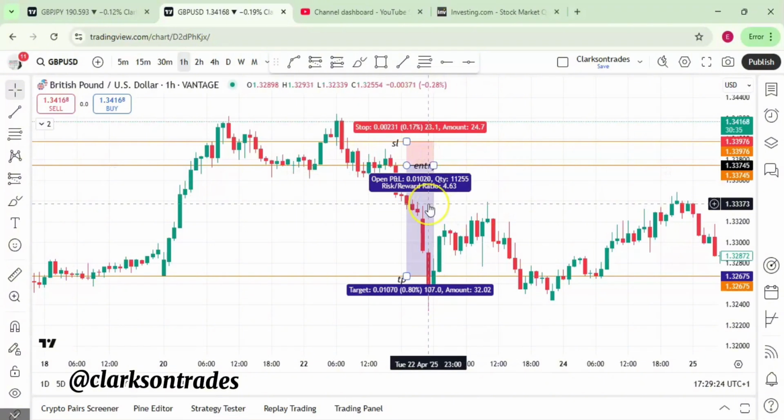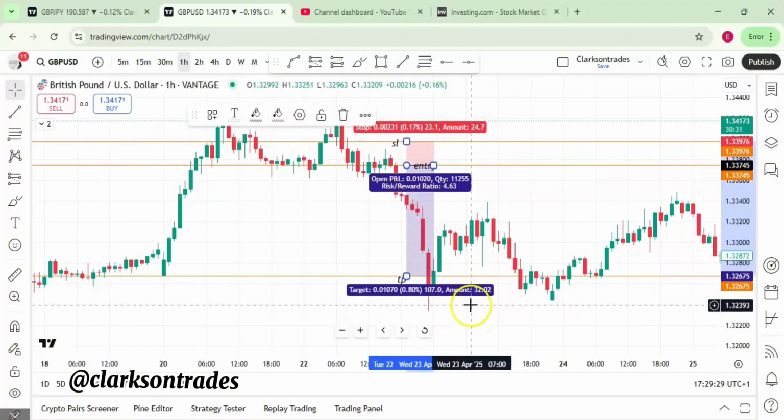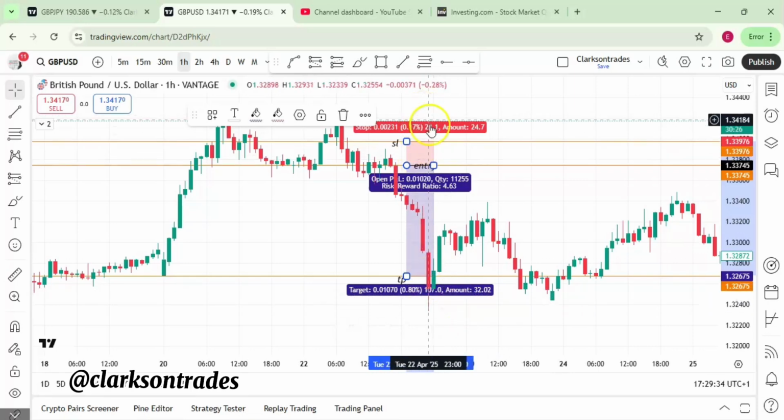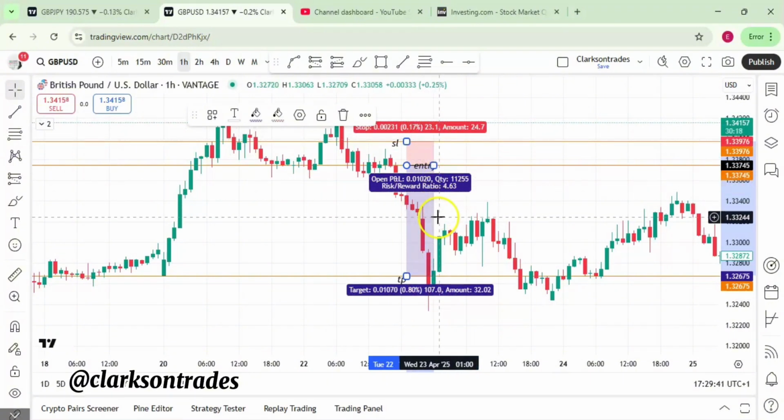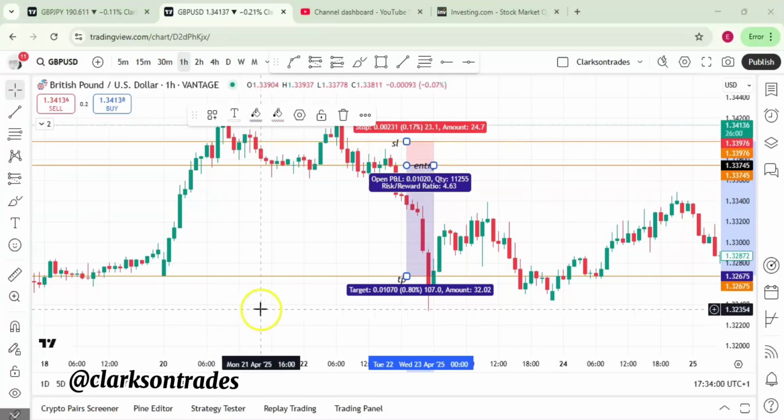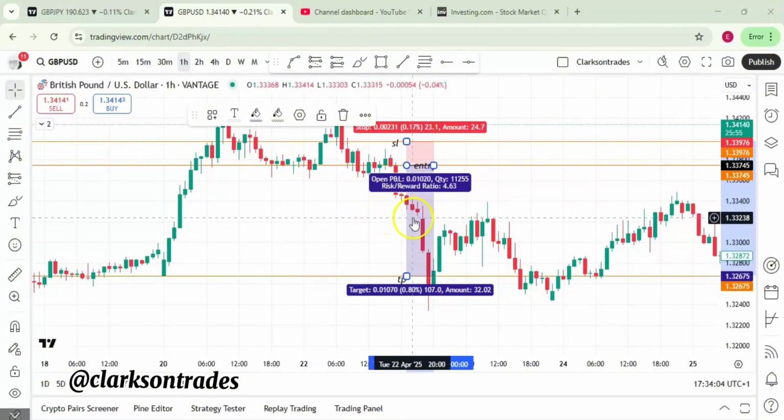Okay. Now to get the number of pip, our take profit is 107 pip. This is here 107 pip, and our stop loss is 23.1. Let's say 23 pip. That's our stop loss. This is the first way to know how many pip the market has moved. This method is very accurate, using the long or the short tool and inserting the exact price as on the chart, for you to know the number of pip.